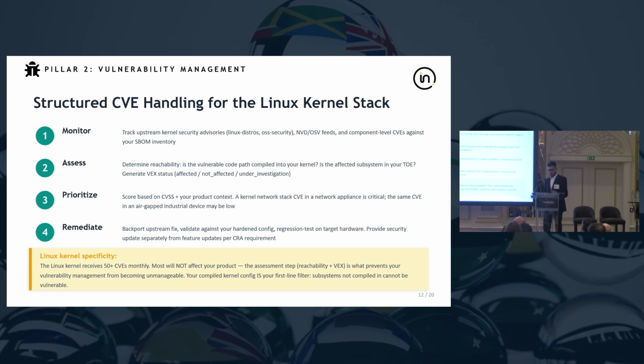And step 4 is remediate. You have to backport the upstream fix and validate it against your hardened configuration. As per CRA requirements, you also have to provide the security update separately from your feature update, wherever technically feasible.